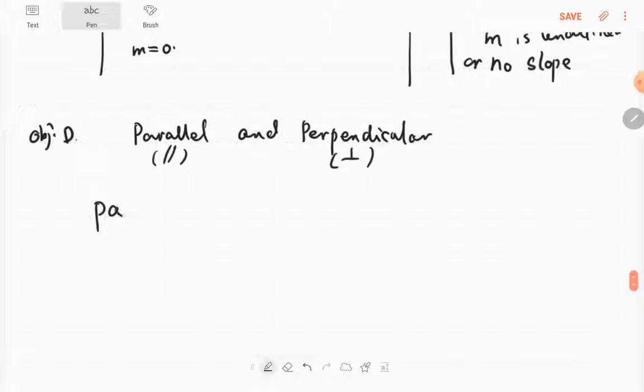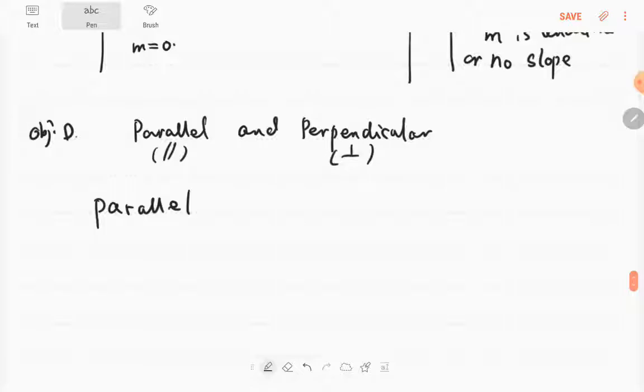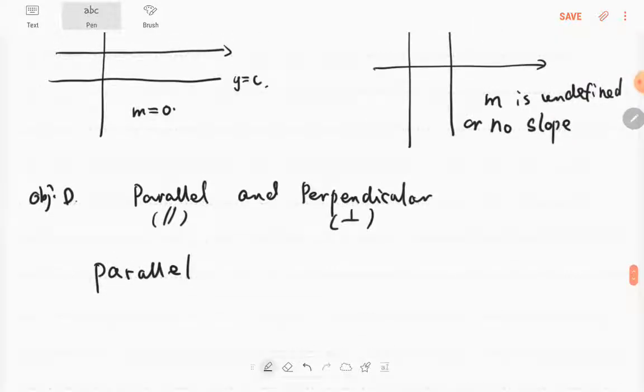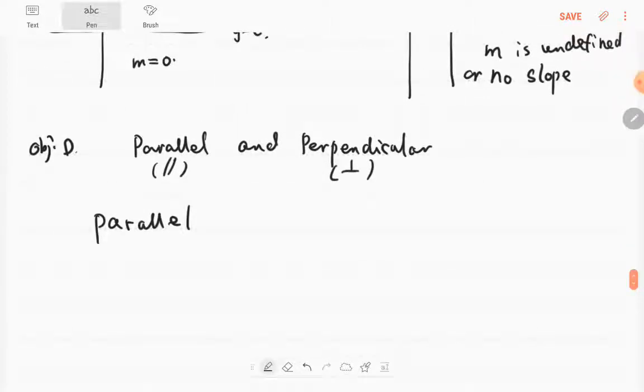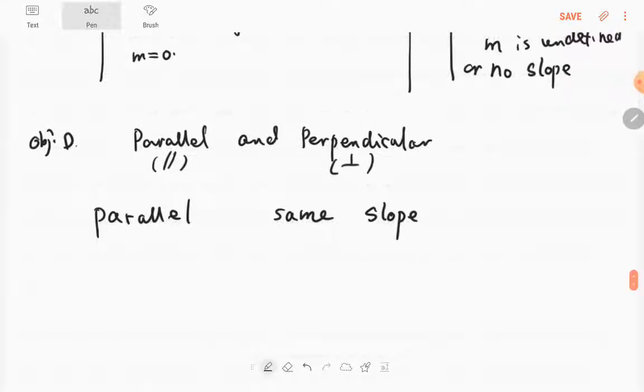parallel, we have this rule. Of course, first, if they have slope, that means they cannot be vertical lines, right? Any vertical lines do not have slope. So if they have slope, they have the same slope. So the first condition is that they have the same slope.